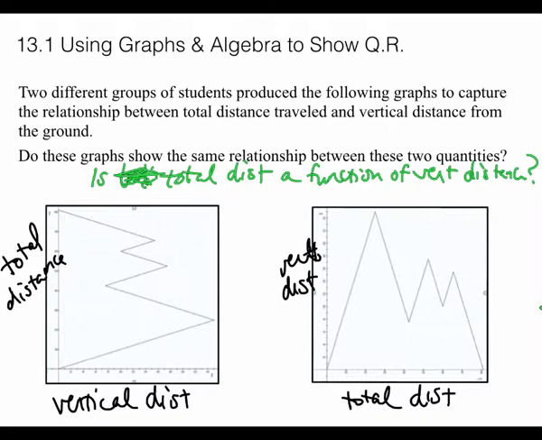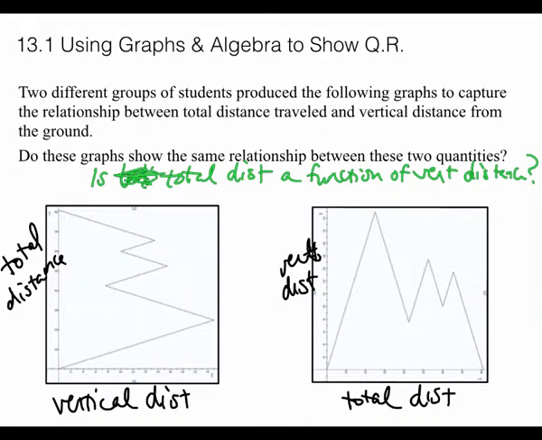Sounds right. So okay, here's the thing, guys. I asked the question, is total distance a function of vertical distance? The first thing that should be popping into your brain is, what's the definition of a function? So that you can answer the question based on the definition, right? The definition of a function says for every value of the input set, there is exactly one corresponding value in the output set, right?